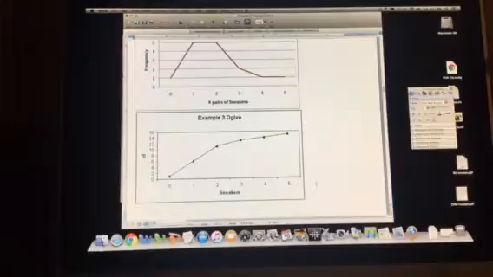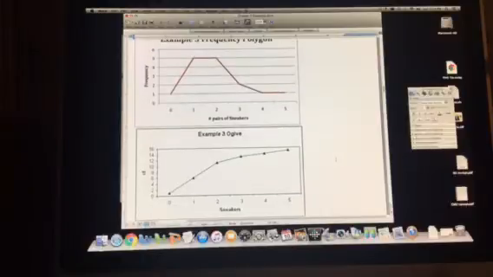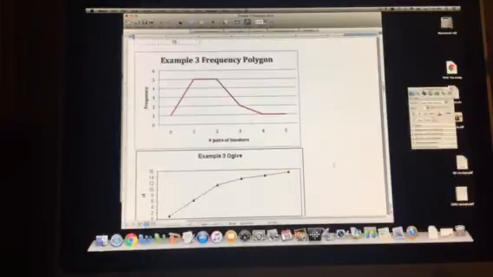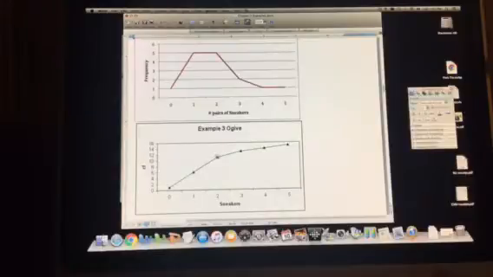Now, we have another new graph, and this is the ogive, or you'll sometimes hear it called a cumulative frequency graph. Nice thing about that is it's a tip-off as to what you're graphing. The cumulative frequency graph, or ogive, is another line graph. In this case, you're still going to have your classes along the horizontal, but your vertical will be cumulative frequency.